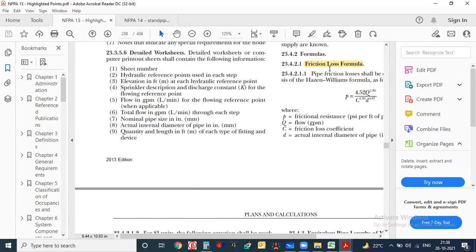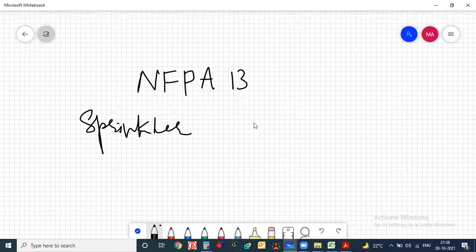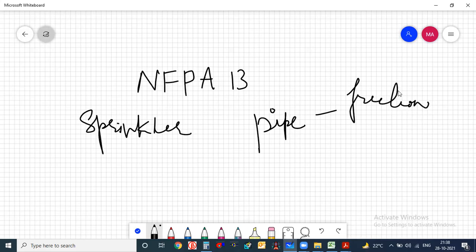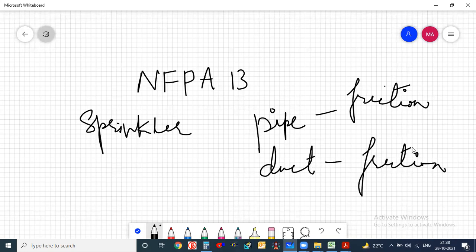What is the meaning of friction loss? Just understand one thing: whenever there is a pipe, whenever we are doing any pipe calculation, obviously there will be friction. In the same way, if we are calculating for ducts, even in ducts we will get friction. And if you are doing the calculation for cables, here also friction will come, but the name will be given as different: resistance.